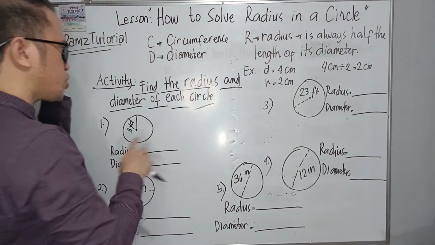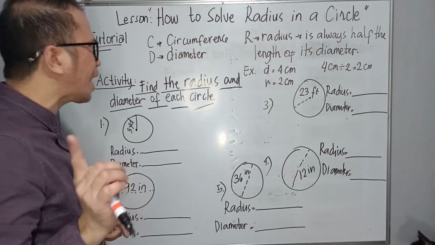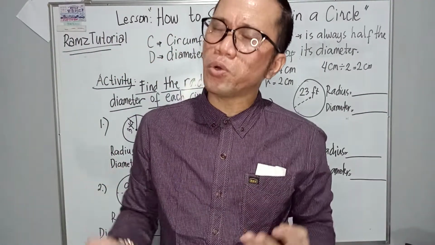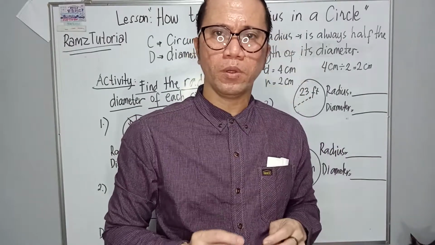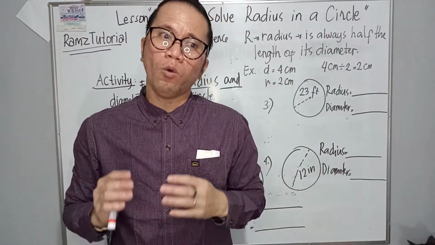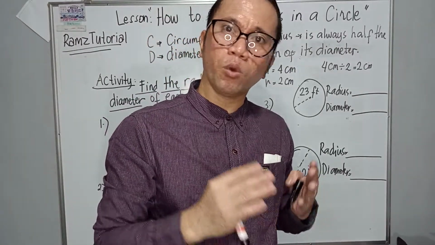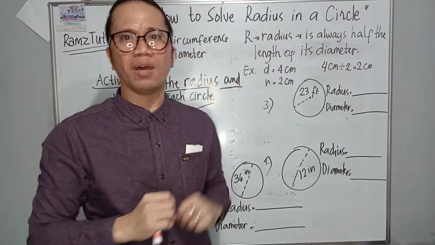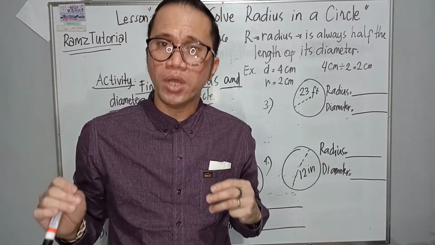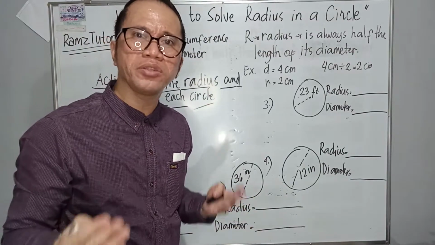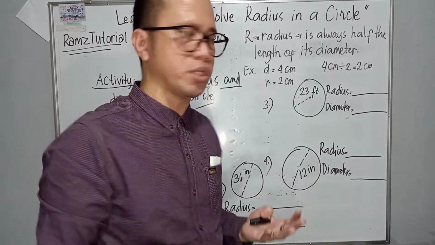Now before we proceed to number 1, guys, remember that we have the definition of terms. And what are those definitions of terms, teacher? We should know the different definitions of terms, guys, so that you will know the words and functions of each in solving problems related to our topic about how to solve the radius in a circle. We have different ways on how to solve it.